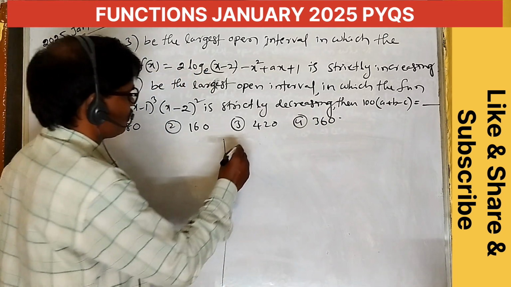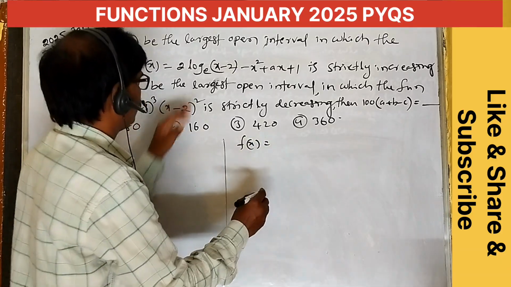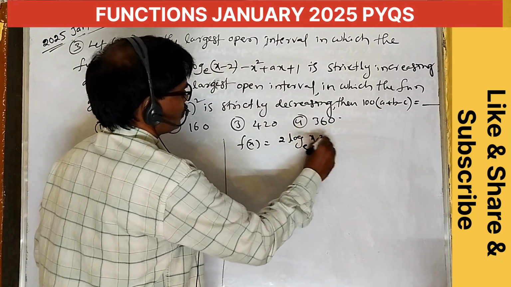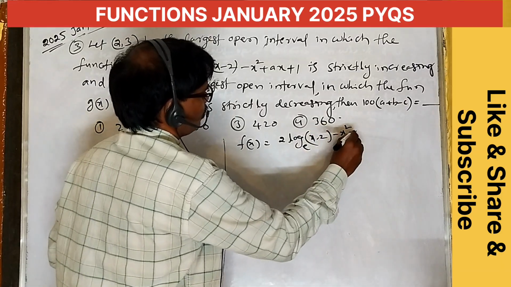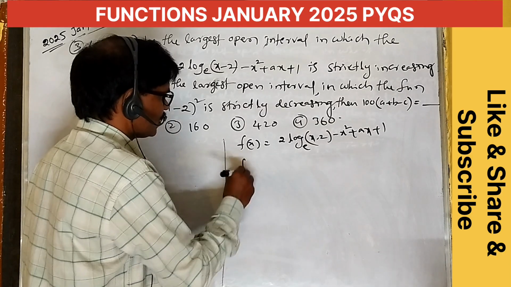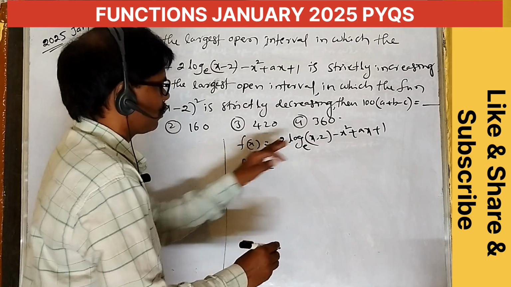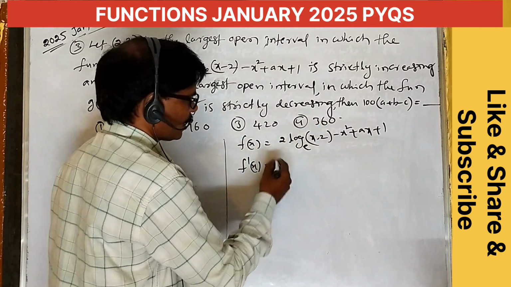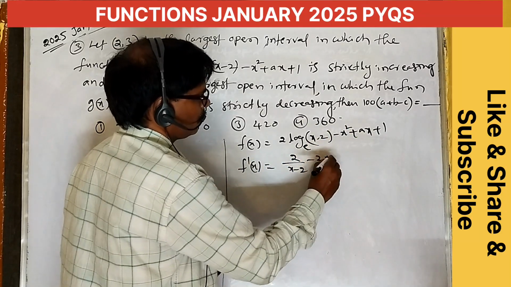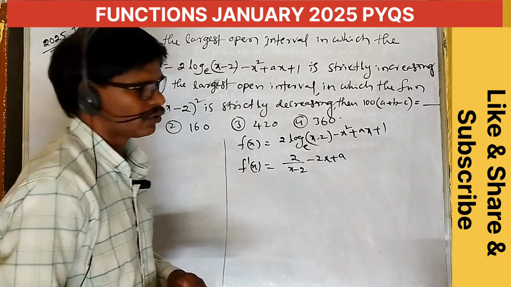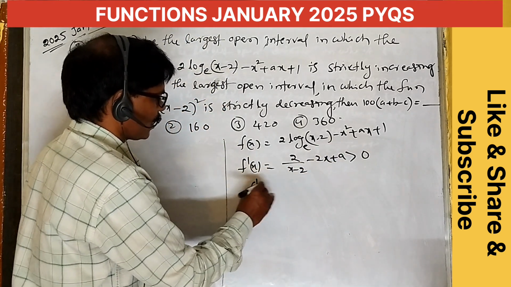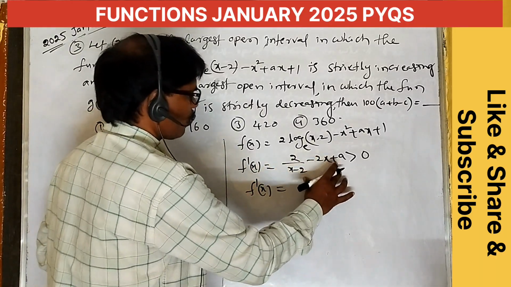First, what is the f of x? F of x is equal to 2 log base e (x minus 2) minus x square plus ax plus 1. Okay, this is the derivative. Differentiating with respect to x, f dash of x is equal to 2 into the derivative of log, 1 by (x minus 2), that is 2 by (x minus 2), minus 2x for x square. Ax is a constant times x, so its derivative is a. For the strictly increasing function, f dash of x is greater than 0, so f dash of x is equal to 0 at the endpoints.